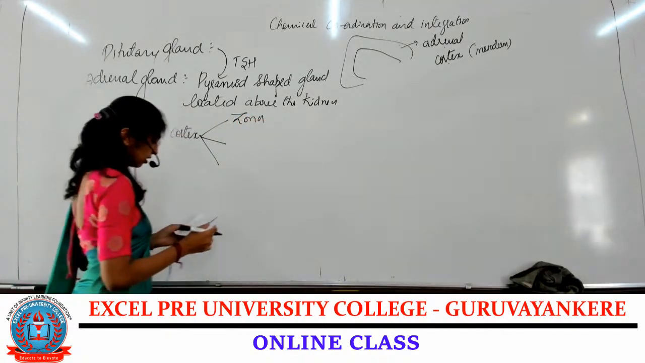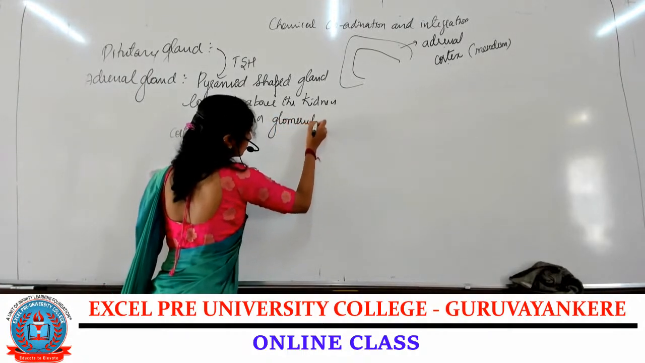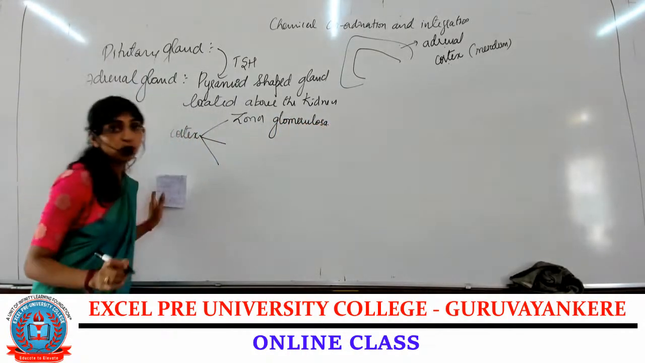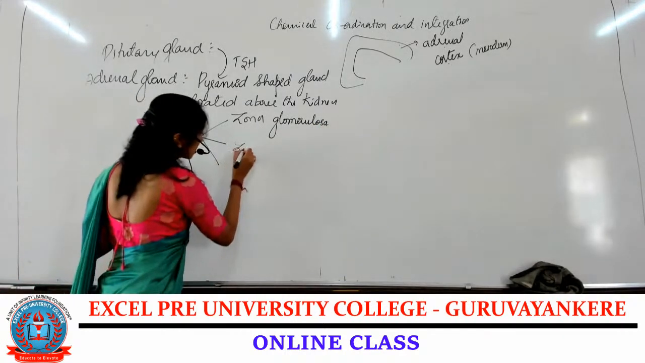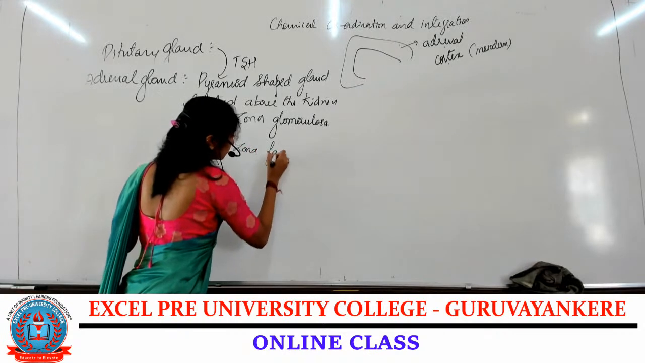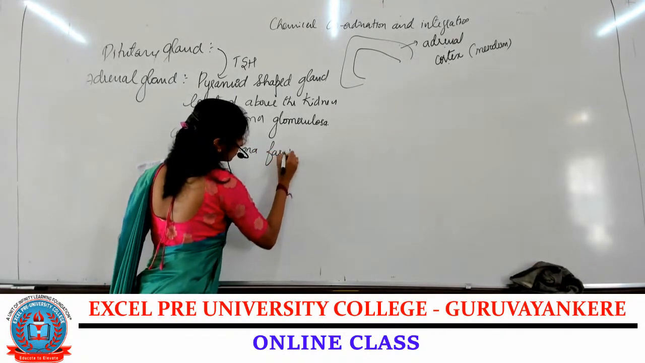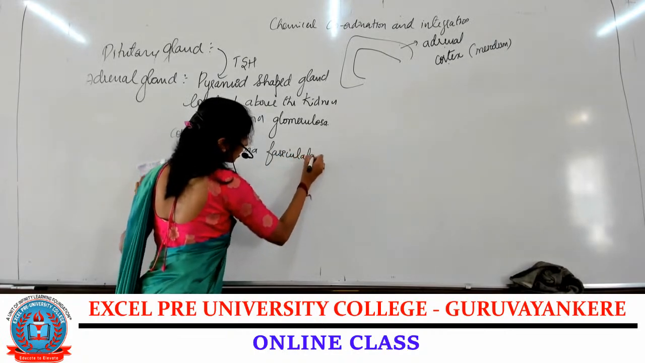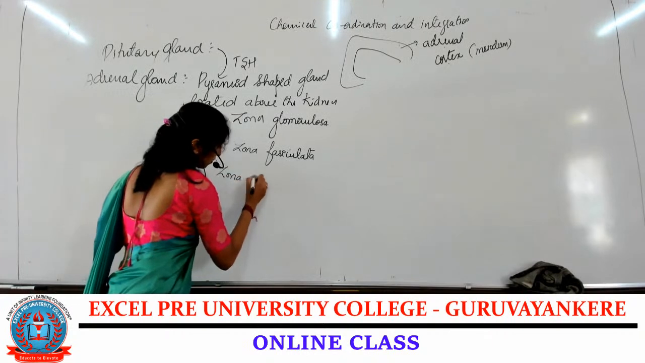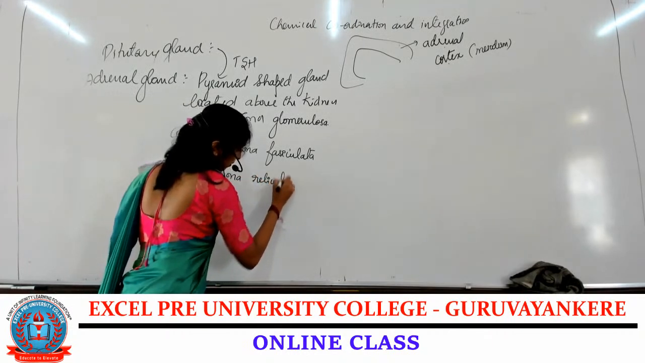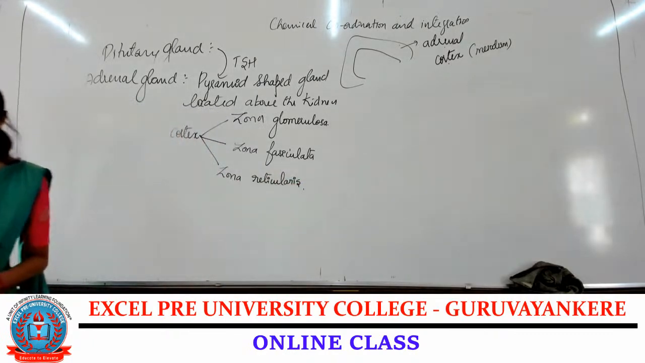The three regions are: zona glomerulosa, this is important for 3 marks. The next region, zona fasciculata. And zona reticularis.